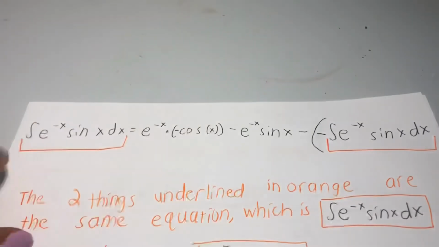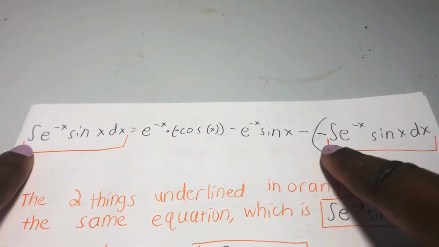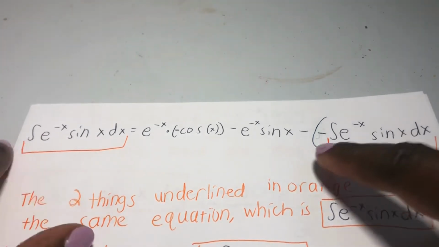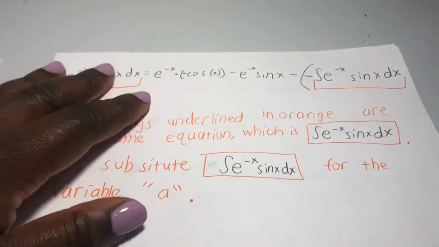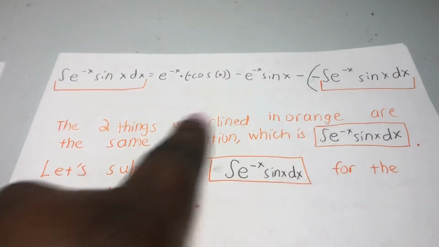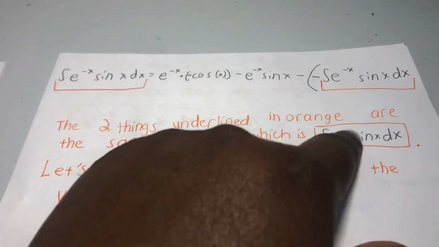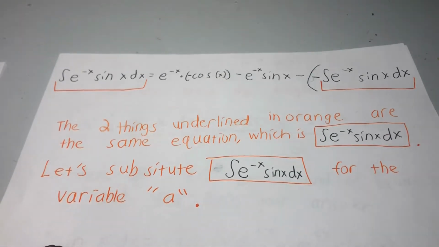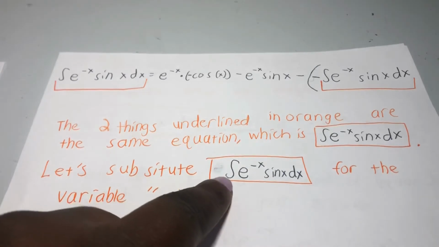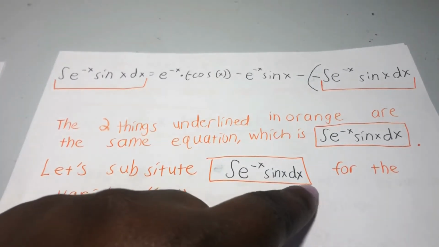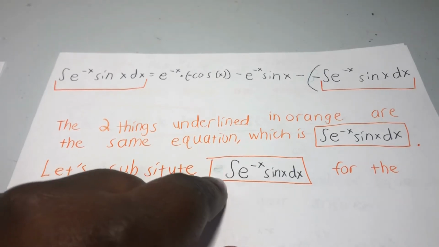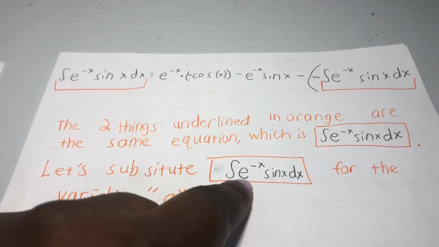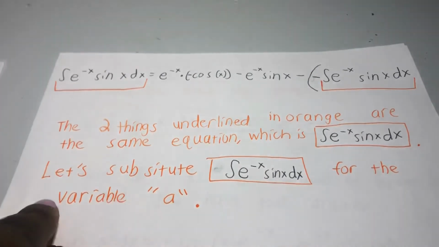They're both the integral of e to the negative x times sine x dx. They're both equal. The two things underlined in orange are the same equations, which is the integral of e to the negative x times sine x dx. So let's solve this algebraically. This was a little something I put out in whiteout, so just ignore this. This isn't a negative sign. It looks a little faded, but ignore that. But let's substitute the integral of e to the negative x sine x dx for the variable a.